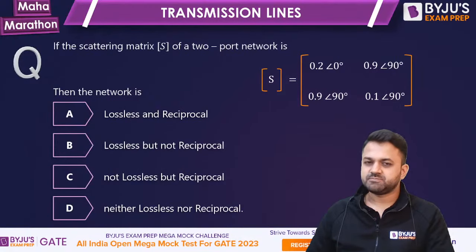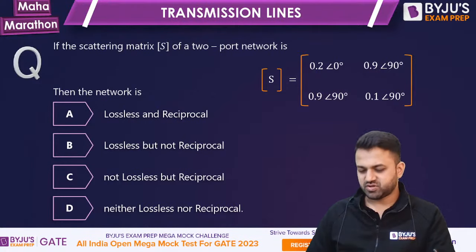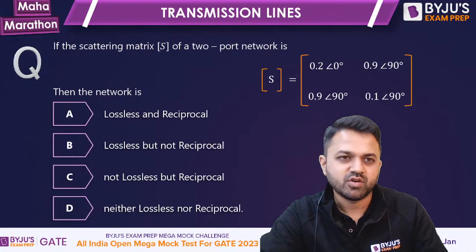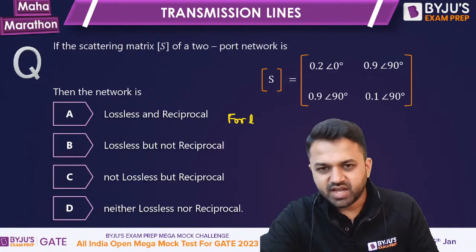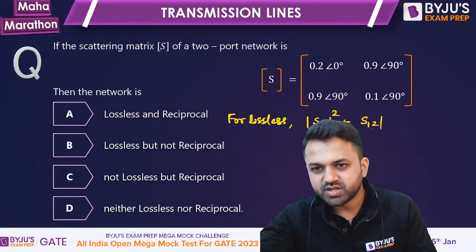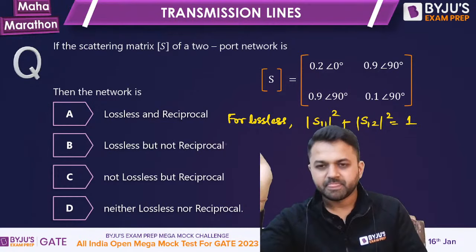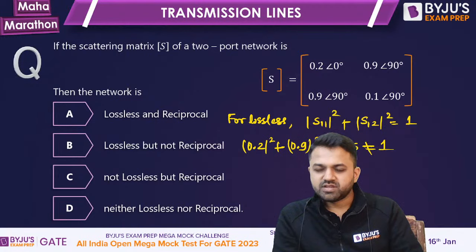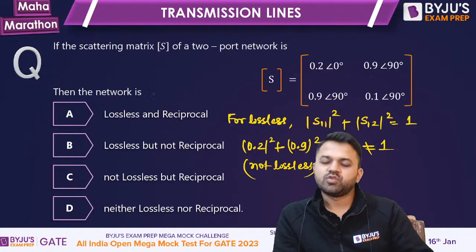Then we have one question. If an S matrix is given to you, is it reciprocal or not, and lossless or not? For lossless, the condition is that the sum of S11 mod square and S21 mod square has to be equal to 1. Here S11 is 0.2, so 0.2 square plus 0.9 square, because we are taking the mod, gives 0.85, which is not equal to 1. So it is not lossless.